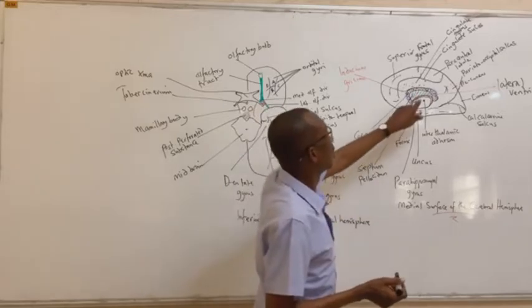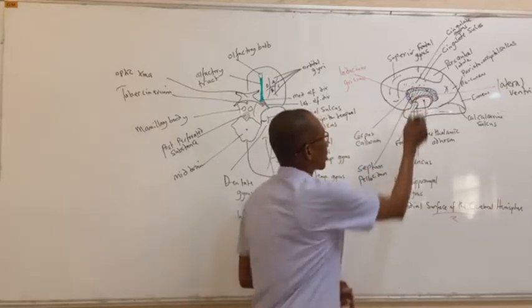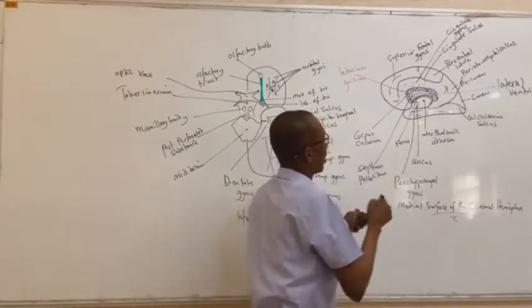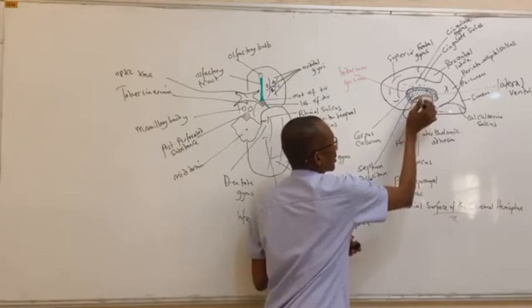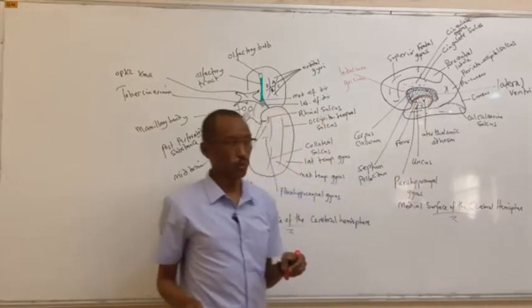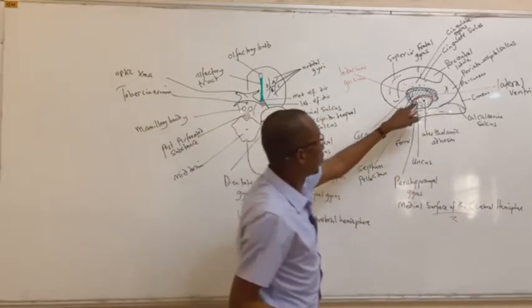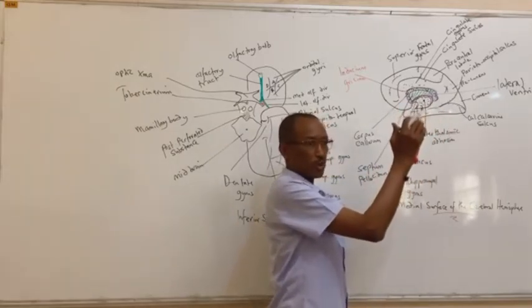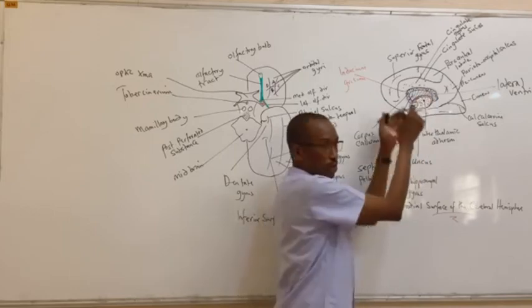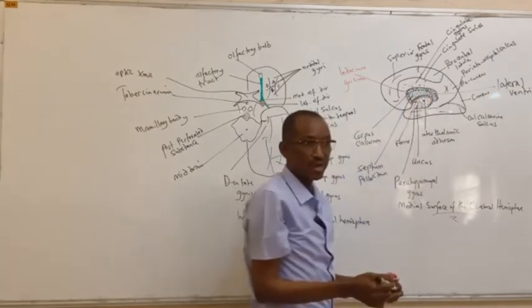And immediately below the fornix, which is this one, there's also another space. This space, I told you before, is the third ventricle. When you combine the two cerebral hemispheres together, that space in between the two is what we call the third ventricle.